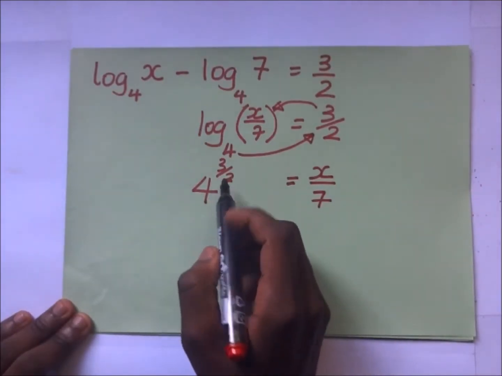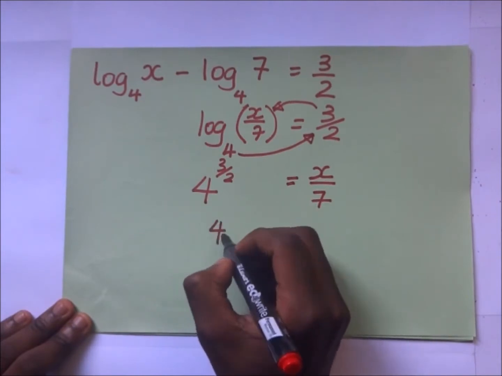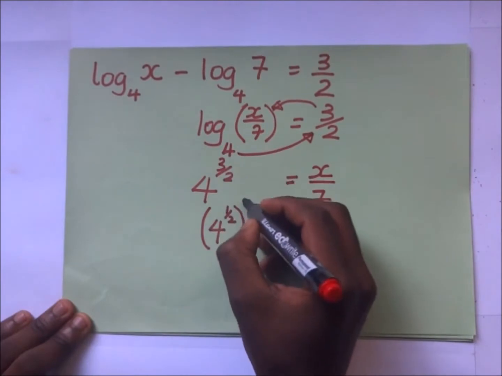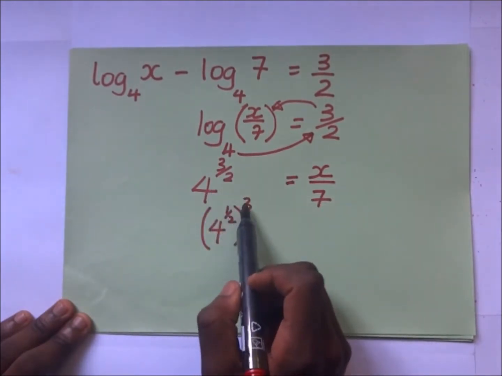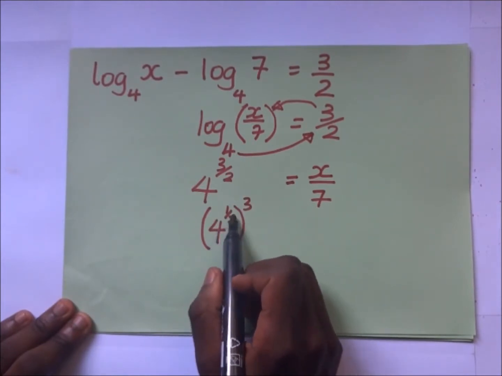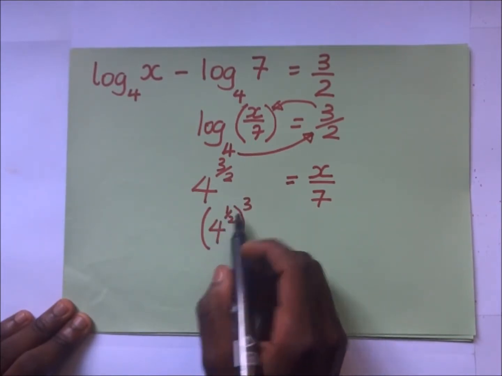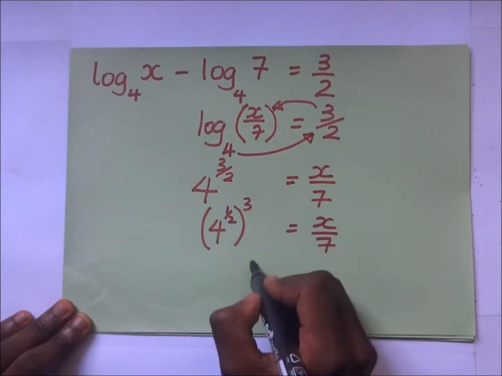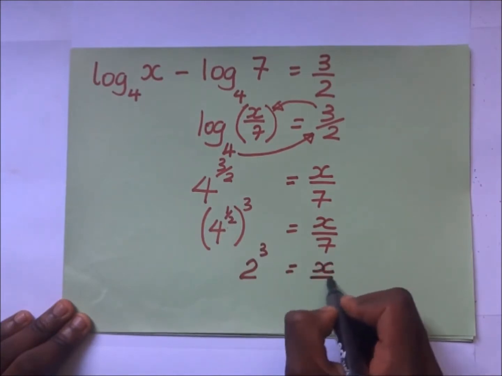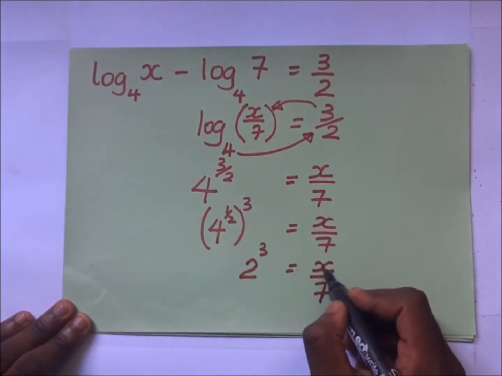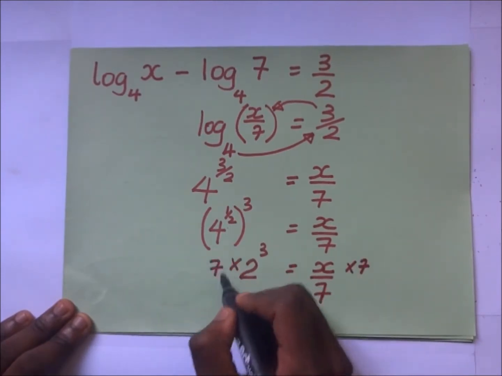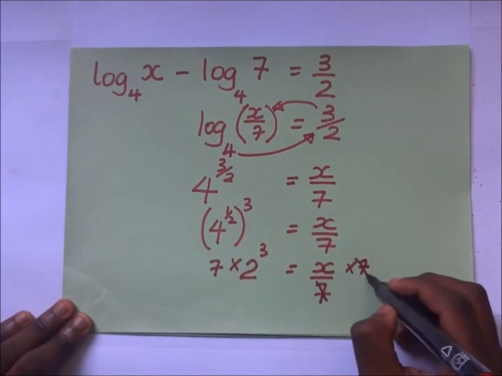Now 4 to the power 3 over 2 is the same as 4 to the power a half, to the power 3, because a half times 3 gives us 3 over 2. Now 4 to the power half is the same as the square root of 4, which is 2, so it's going to be 2 to the power 3 is equal to x over 7. To make x the subject of the formula, we multiply both sides by 7, so that the 7s cancel.